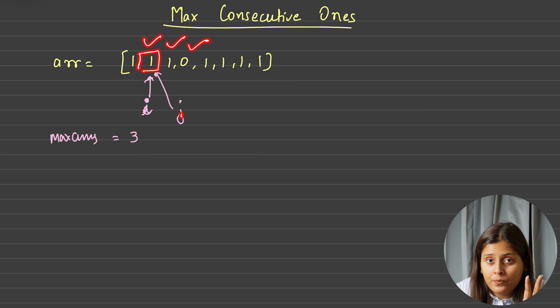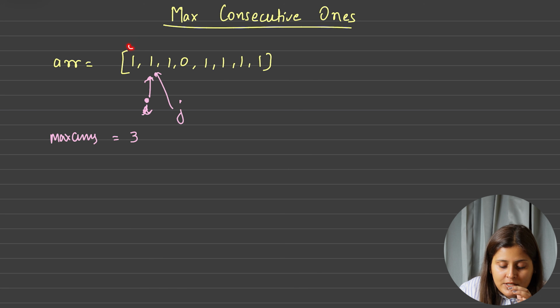Again it will hit 0. Yes. Now what is the length? 2. Correct? So now you will check and update whether key 2 is maximum or 3 is maximum. Okay. But don't you think, if you see here, for every I you are running the J loop.